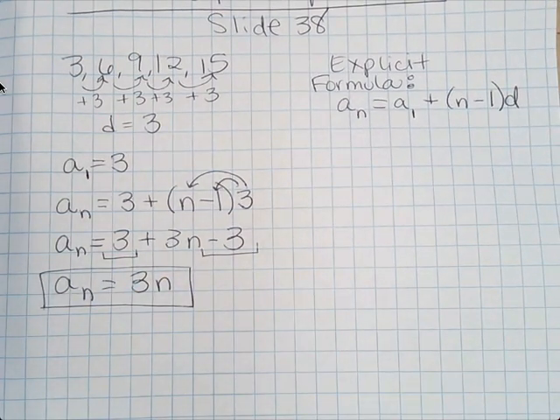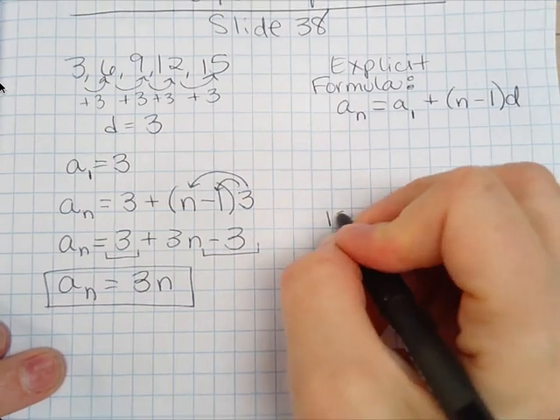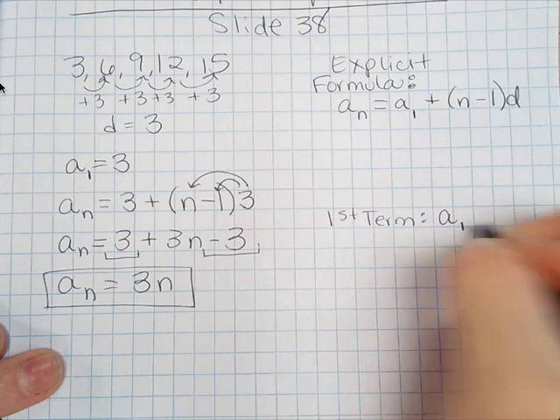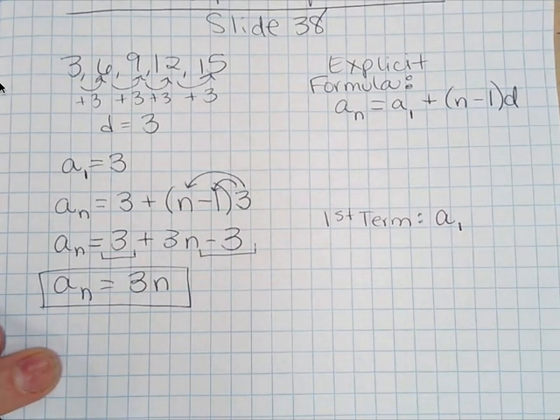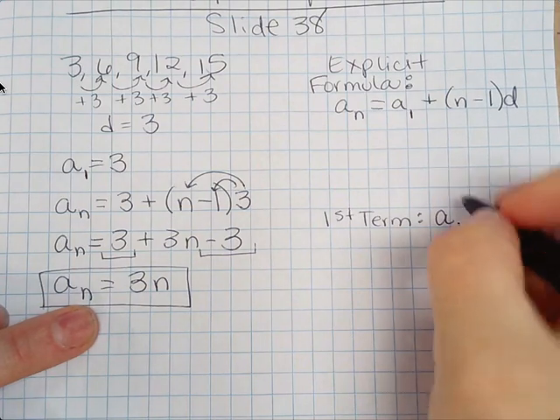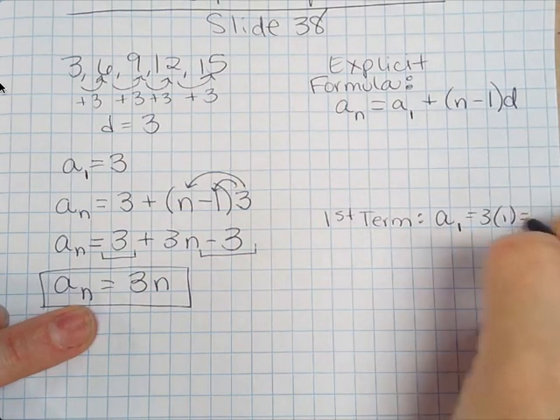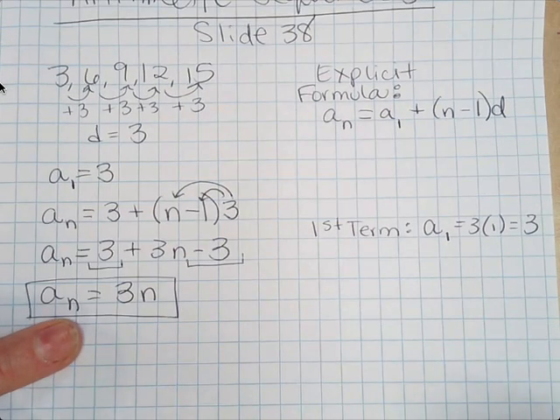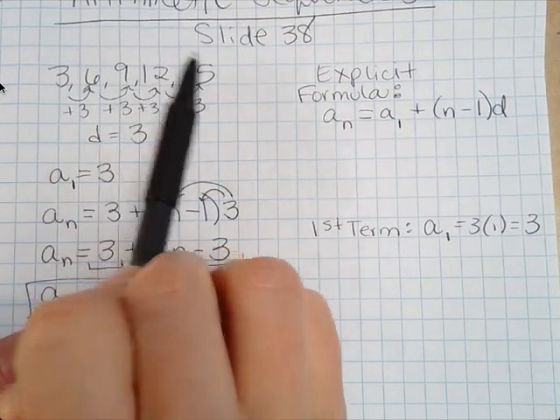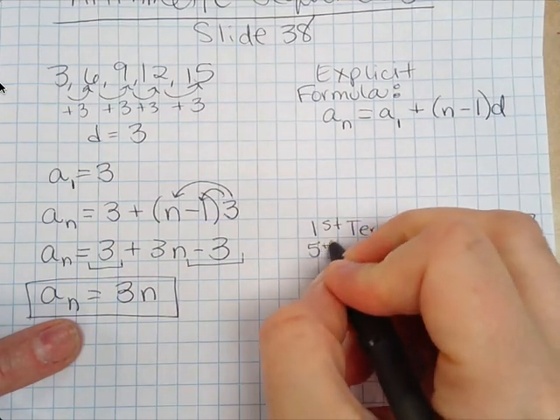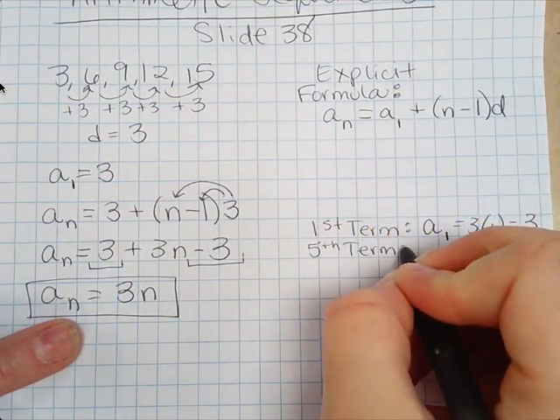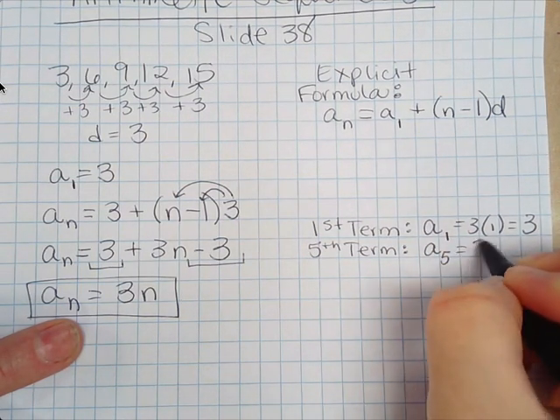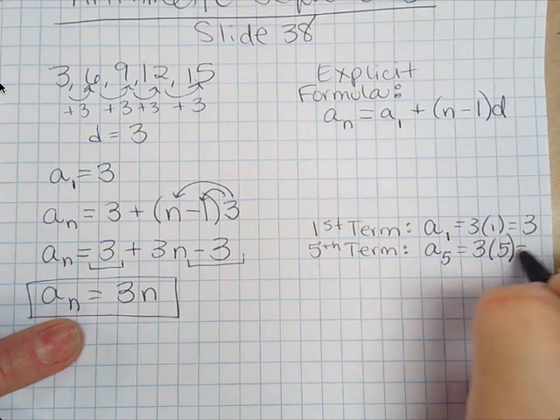So we can use this formula to find the terms. So let's say I want my first term. First term is a sub 1. So we just plug in 1 there. So 3 times 1, which equals 3. I'm going to check it with my 5th term. A5 would be 3 times 5, which is 15.